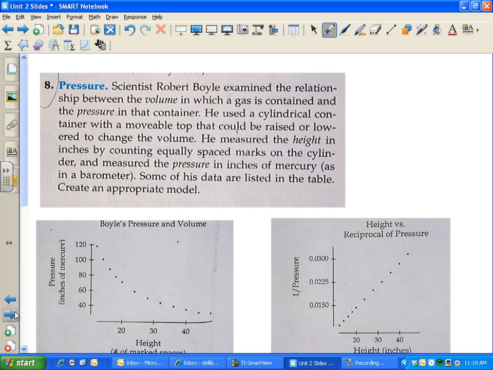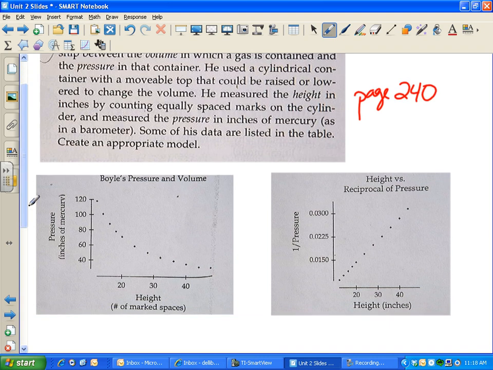And, you know, I don't know a ton about science, so I'll just take them at their word that that would work. And the data is actually listed in your textbook. I believe this is page 240. So what I've done is I've actually provided you, we're going to create an appropriate model, provided you two different graphs. On this first graph, we have pressure and volume. So you'll notice the height is here on the x-axis, and the y-axis is giving us the pressure.